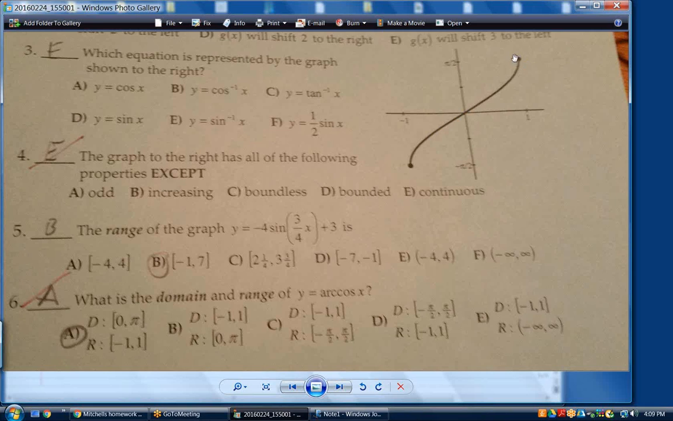If I had an arrow right there, then it would be boundless in both directions. It would be bounded by infinity on top and bottom, which makes it boundless. But this one is bounded by pi over 2 on top and minus pi over 2 on bottom.